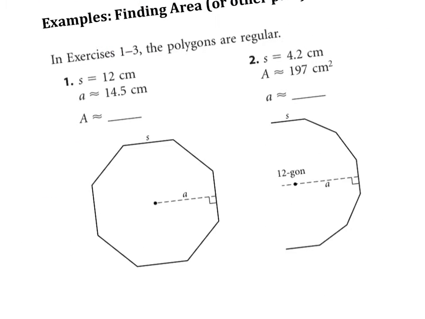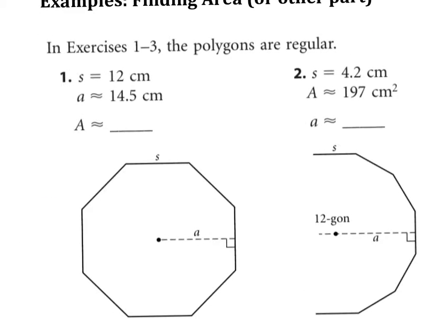So let's practice real quick. Right here, I am given the apothem length, which is approximately 14.5, and I'm given a side, which is 12. All I have to do is count it off. 1, 2, 3, 4, 5, 6, 7, and 8. So that means my perimeter is 8 times 12, which is 96.